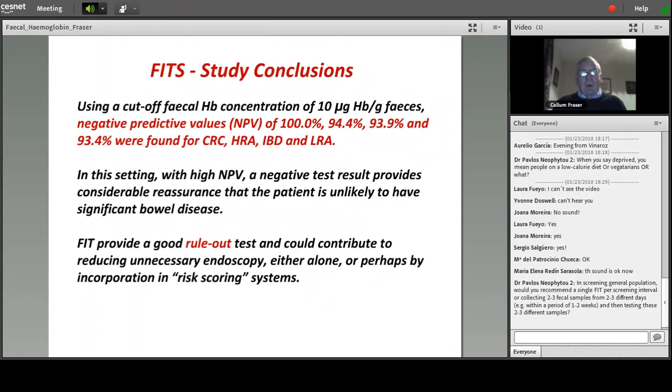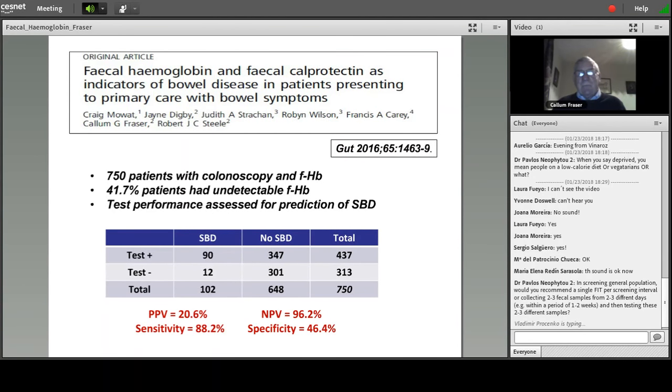So what we thought was that using a fecal hemoglobin concentration cutoff of 10, exactly as NICE have recommended, the negative predictive value for cancer, high-risk adenomas, IBD and LRA, are all very high indeed. So if the negative predictive value is very high, then it provides a rule-out test, a good rule-out test, not a rule-in test. So it's quite different from screening, which is using FIT as a rule-in test.